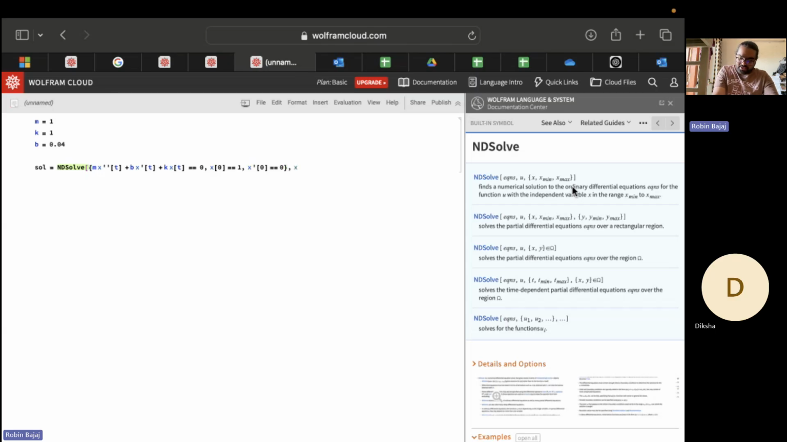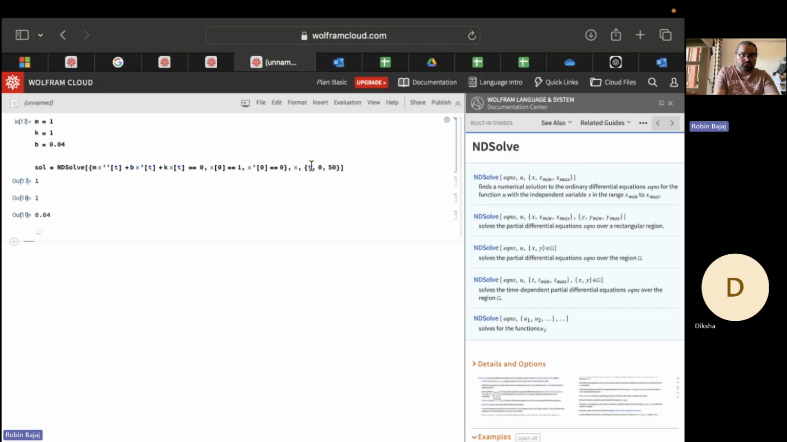So what do you want out? x of t, which is our quantity, and what is the time interval? That's the extra thing you would have to specify. That's what you see here: x comma x min comma x max. So you define the u, which in our case is x here, and the independent variable, which in our case is t. So you see, I am exactly following this syntax: equations, u, and the range. So t goes from, let's say, 0 to 50. Let's start with that.